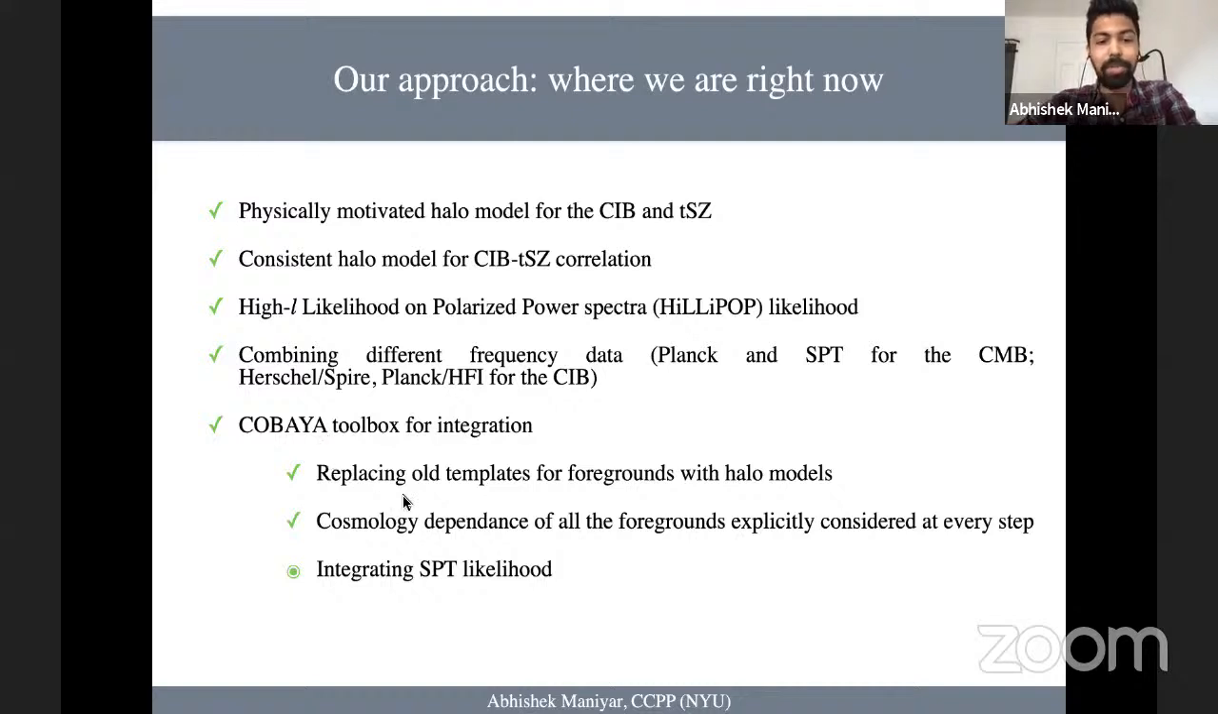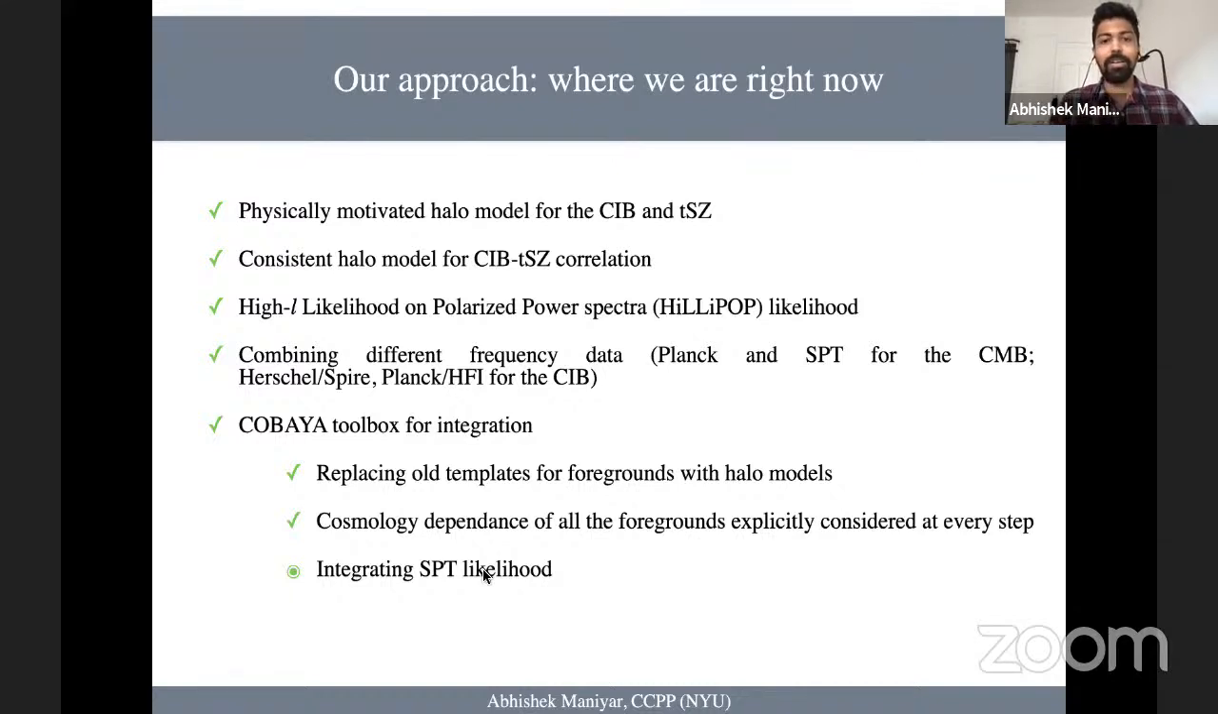What we have done is replace the old templates for foregrounds with these halo models. So no more templates, only the halo models. And we are explicitly considering the cosmology dependence of all the foregrounds at every step of the MCMC. Currently we are in the process of integrating the SPT likelihood, namely removing all these templates from the SPT likelihood and putting in our halo model.